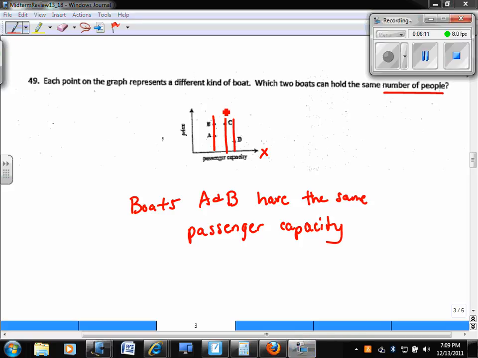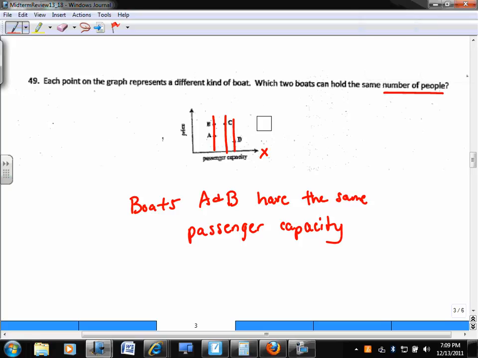Now just be careful. Make sure you look at the x value. The y-axis shows price. So we don't want to know which boats cost the same amount. B and C cost the same amount, but that's not what was asked. We were asked which have the same passenger capacity. So that would be boats B and A, or A and B, same thing.